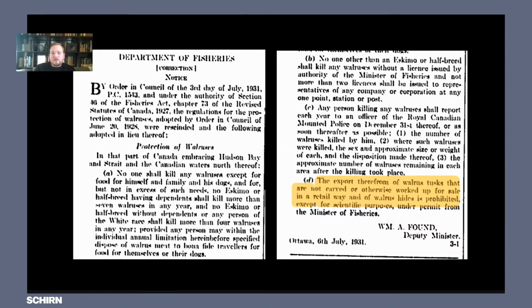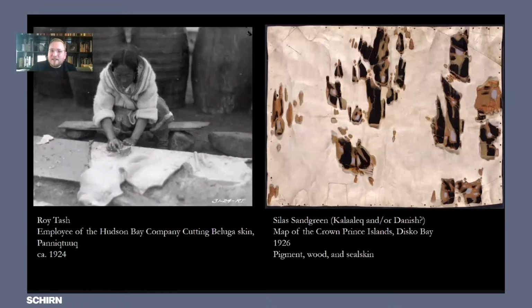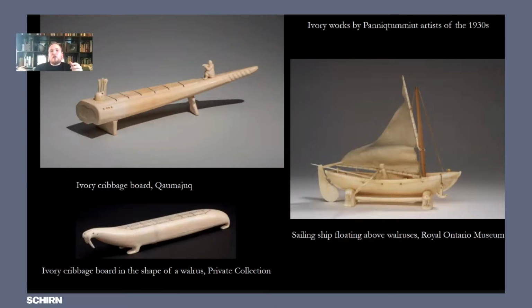So what does this mean, right? This means that the laws are changing, and essentially creating a situation in which Inuit are able to barter and benefit from trading ivory, walrus ivory, when it's carved. And this is interesting because it begins to explain why there is this really vibrant community of ivory carvers living in Panniktuk in the 1920s and 30s, where they're making a variety of objects, especially the most common one, cribbage boards.